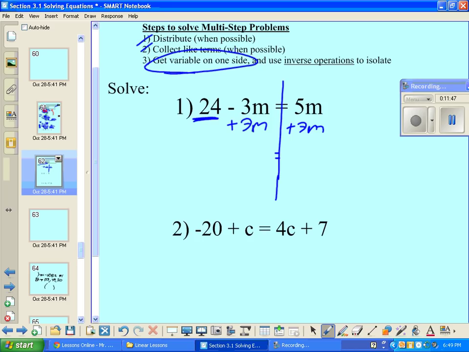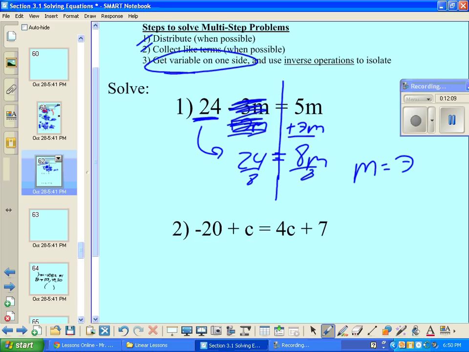So if I add 3m to one side, I've got to do it to the other side. When I do it to the left side, again, it just gets rid of those. Negative 3m plus 3m, essentially those disappear. Okay, there's no more m's, so those are gone. The 24 comes down to the next line. 24 equals 5m plus 3m, which gives me 8m. And now this last step, I can divide both sides by 8 to get m by itself.